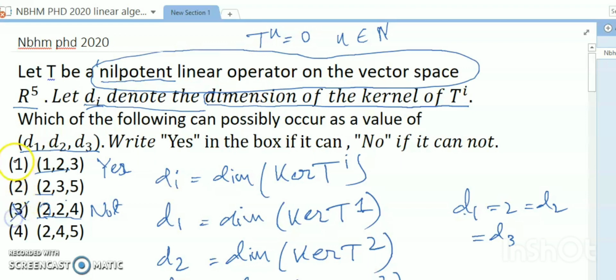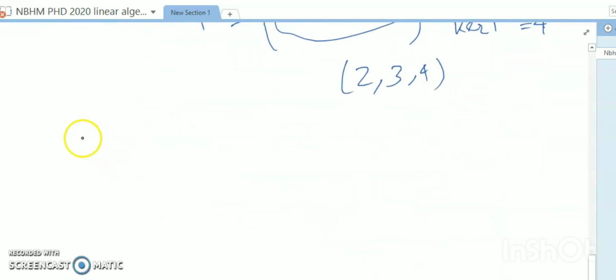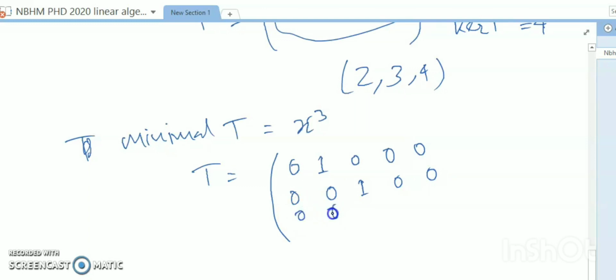answer. Now again I will check when the minimal polynomial of T is equal to x cube. So x to the power 4, when we get, then we get also 2, but when x cube, my T is 0, 0, 1, 0, 0, 0, 0, 0, 1, 0, 0, and you get another general block 0, 1, 0, 0, and this process you get the kernel of T equal to 2.